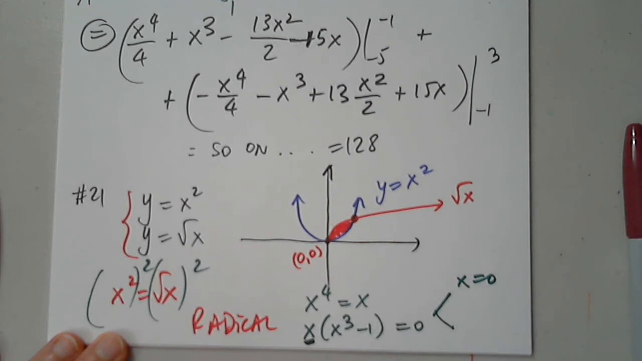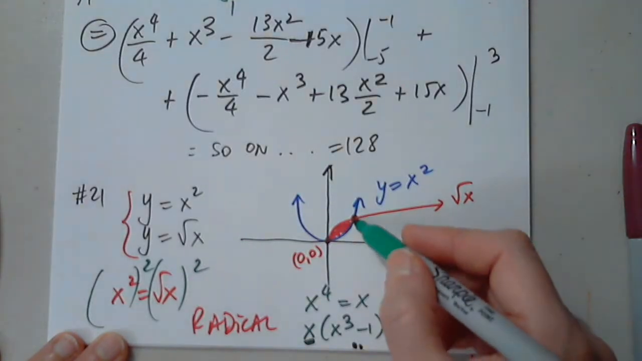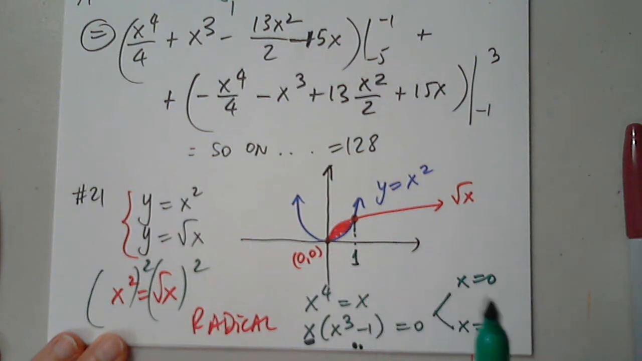We should have 4 solutions, right? Because the degree is 4. However, from here, we only get 1 real solution and 2 imaginary. So this is x equals 1. So obviously, this is 1. So the area is between 0 and 1.